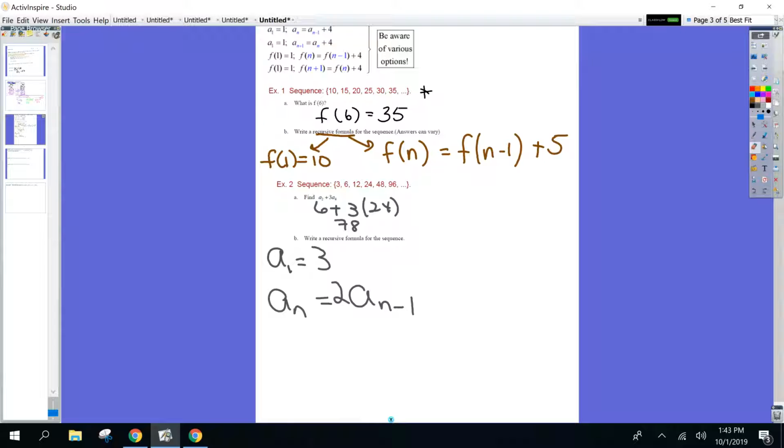But again, ready? Recursive formula, 2 parts. What's the first part? A1. Tell me what the first term is, which you should probably always know. And then the second part is, what are you doing to the previous term to get to the next? What's up, Ben? Why do we go to the previous part? You tell me.